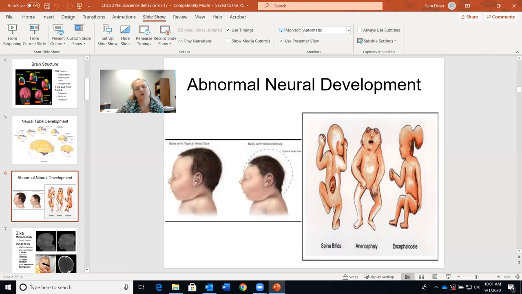But the conditions they were trying to rule out were conditions like these. One of them, and you may have heard of this, is spina bifida. Spina bifida is where there is an opening in the spine. The spine is supposed to be covered by bone, and when this doesn't happen, it is obviously an abnormal condition. The spinal cord can protrude out of the bones that are supposed to protect it, and this can impair development.